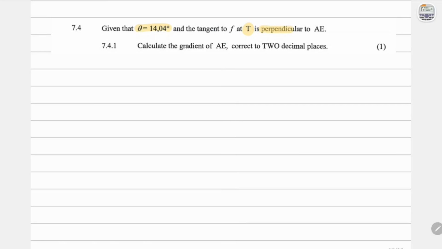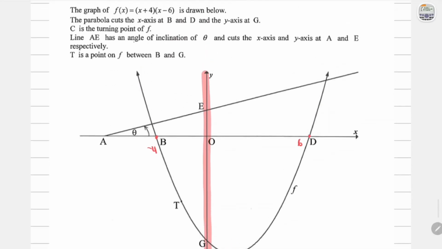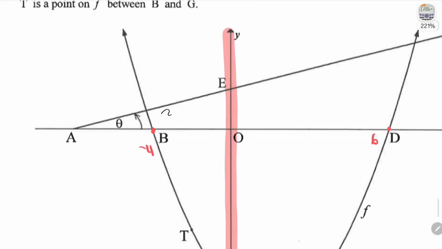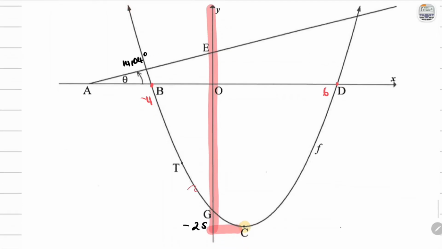Question 7.4 says, given that theta is equal to 14.04 degrees and the tangent to f at t is perpendicular to AE. So they've told us what the angle of inclination is, 14.04 degrees. And they're saying that the tangent to this curve at t, the line that is going to touch the curve once at that point t, is perpendicular to this line AE.